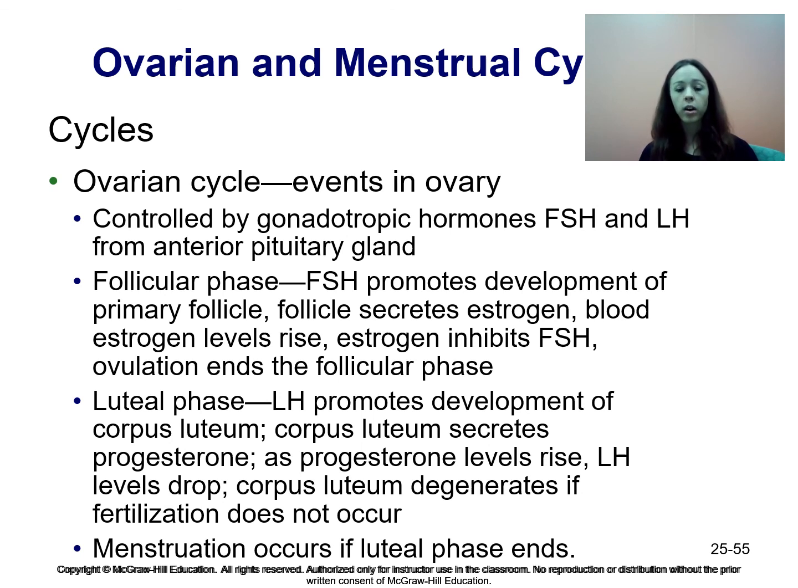The luteinizing hormone will cause the follicle to turn into the corpus luteum. The corpus luteum will then cause the levels of progesterone to increase, which in turn causes the levels of the luteinizing hormone to decrease. If the oocyte is fertilized, then the corpus luteum will continue to secrete progesterone. But if fertilization does not occur, then that corpus luteum will degenerate, and then the menstrual cycle will begin.